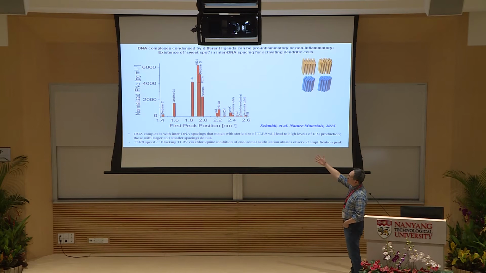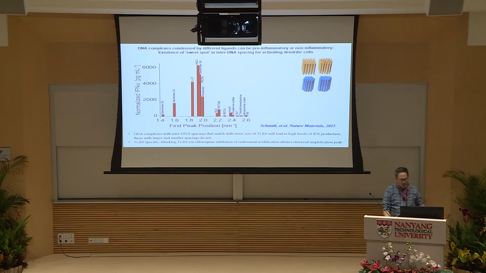And you see something very striking. You see that there is a sweet spot. There is like a periodicity that is preferred. And when you're at this periodicity, your immune response skyrockets. If you're at a periodicity that's either smaller or larger, the immune response goes way down.